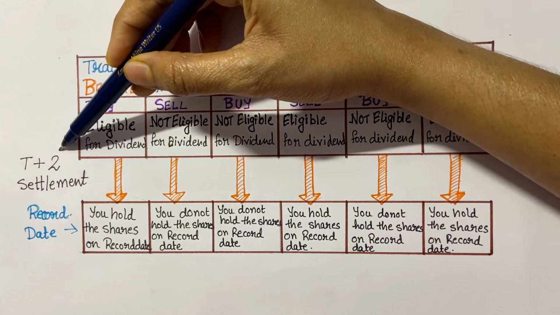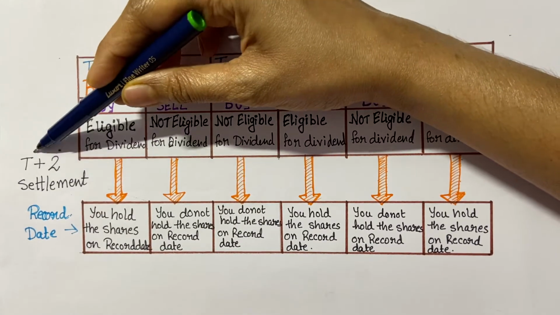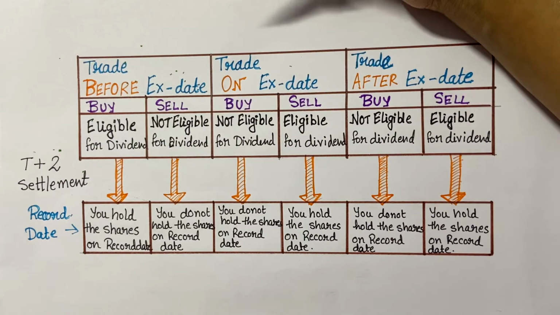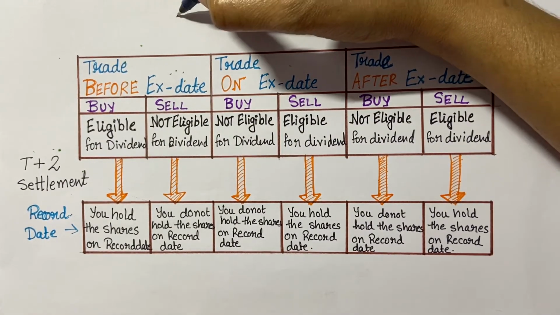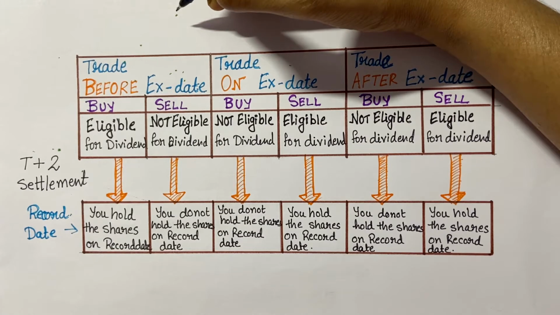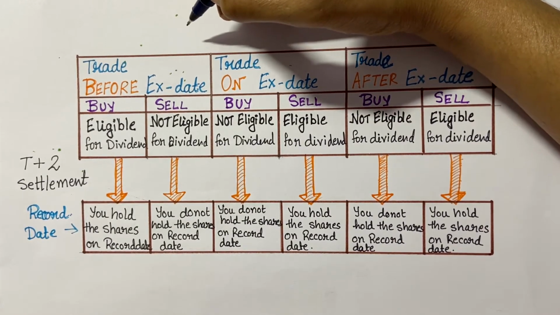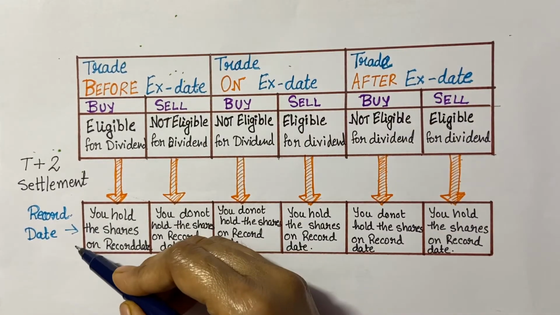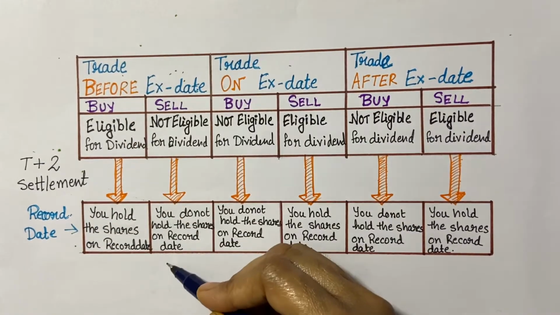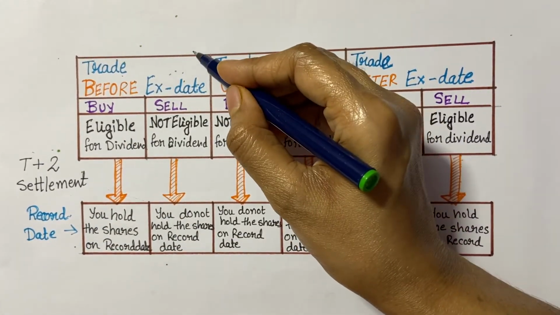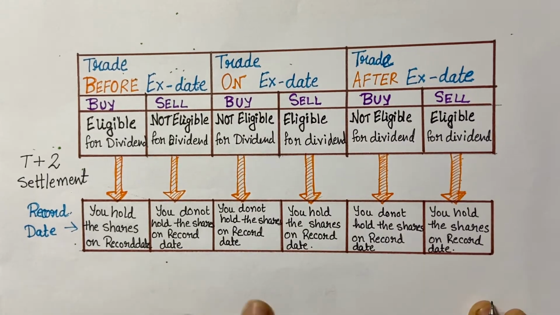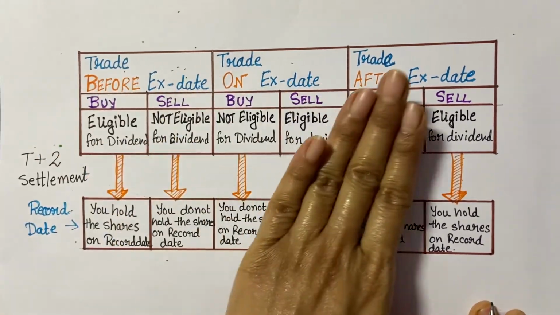Generally, settlement is always T plus 2. What does that mean? If you do a trade on the 10th of June, you will actually get the shares on T plus 2 days, that is 10 plus 2, on the 12th. The record date will generally be 2 days after the X date. So if your X date is the 10th of June, your record date will be the 12th of June. Based on that, we are going to look at these scenarios.